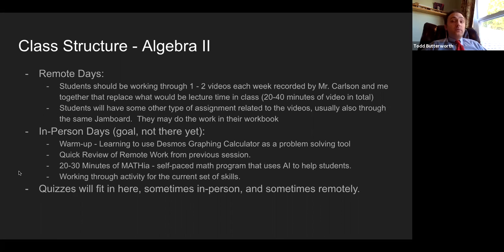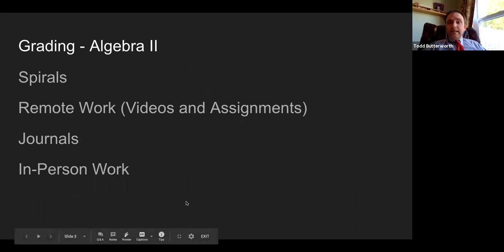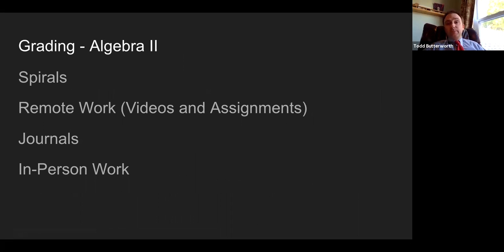I'd love to do them remotely, but sometimes our students are not as responsible remotely, so we have to do them in person to make sure that those quizzes get done. So the grading of this Algebra 2 course, there's going to be several different pieces. There's going to be spirals, which are the quizzes. I'll explain those on the next slide.